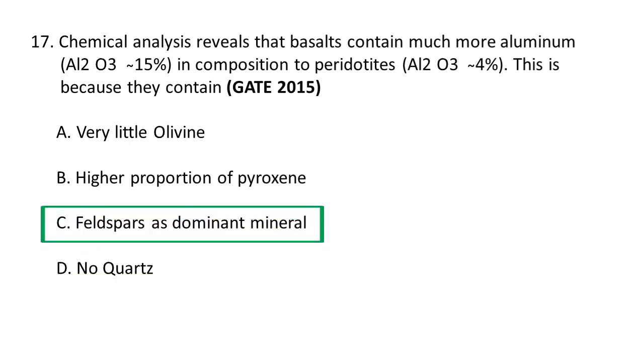So the analysis of the basalts reveals that they contain more aluminium in composition compared to the peridotites because they contain more feldspars. The feldspars are the dominant mineral and plagioclase is the dominant feldspar in mafic and intermediate volcanic rocks. So C is the correct option.